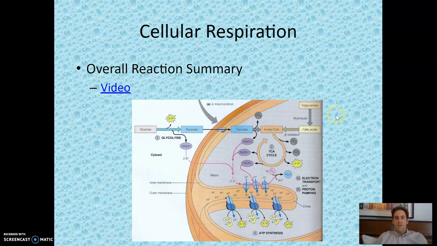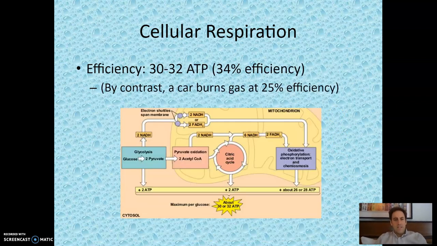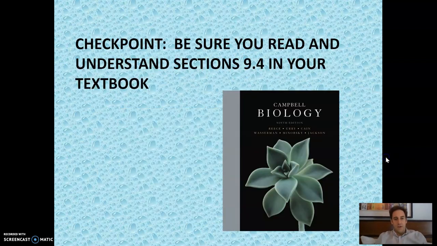Complicated. We're going to be working with it a little bit more in class, give you some hands-on activities, hopefully, to help you work with it. But the efficiency of cellular respiration overall is about 34%, which is pretty darn good. If you remember, glycolysis was about 1.5%. Now, if we do all of these steps, we're up to 34%. So we get about 34% efficiency when we convert glucose into ATP, which is pretty darn good.